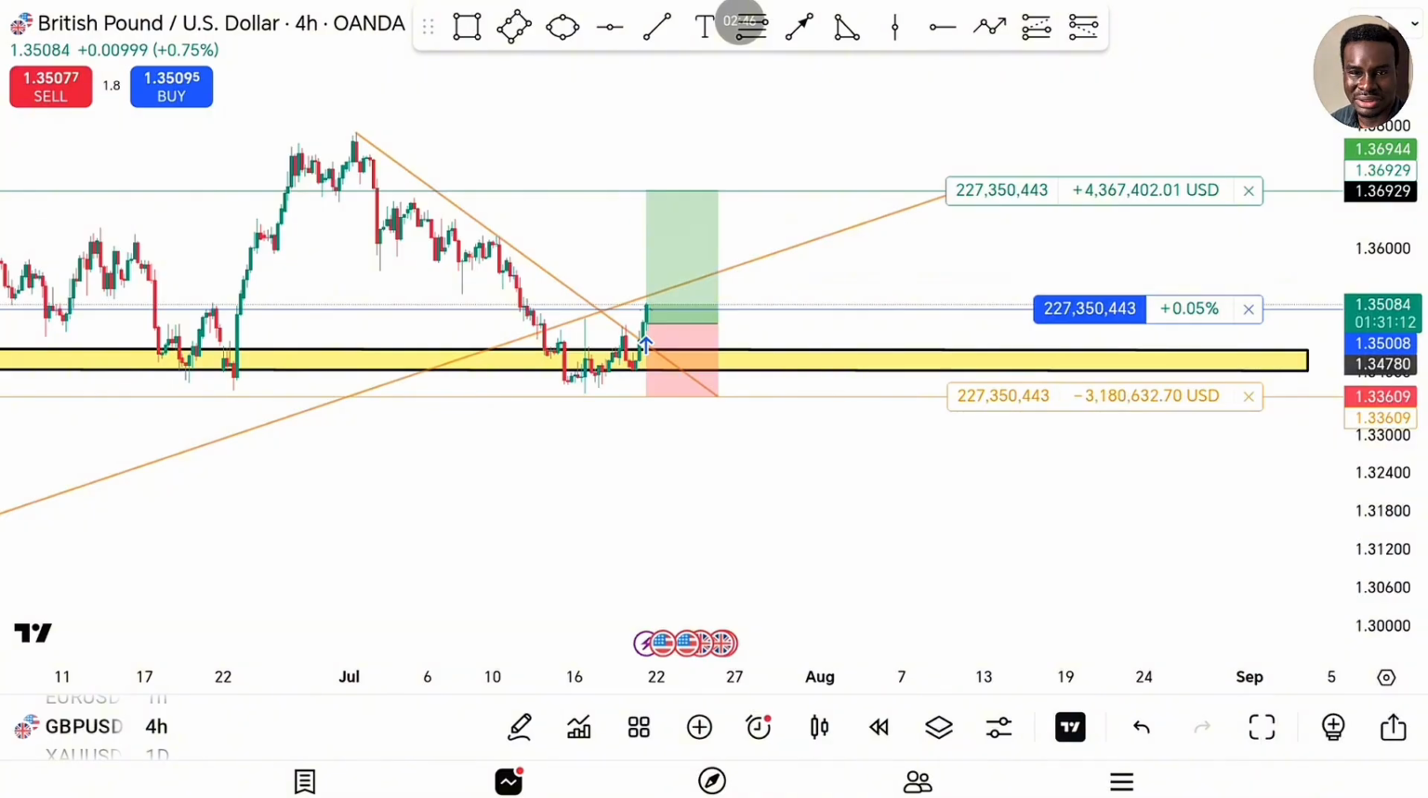Okay, let me just use percentage because you can see the figures over there. We're up by 0.005%. When you eventually hit take profit, we must have made about 4.3 million on this for this account. So we're up by over $227,000. So let's go over to the next pair on our list.